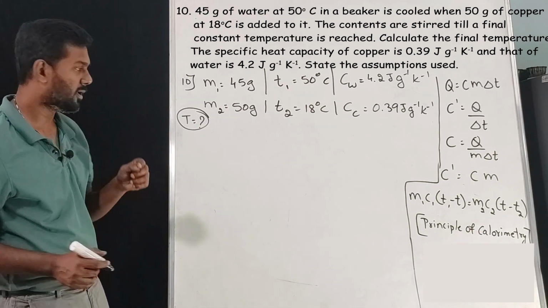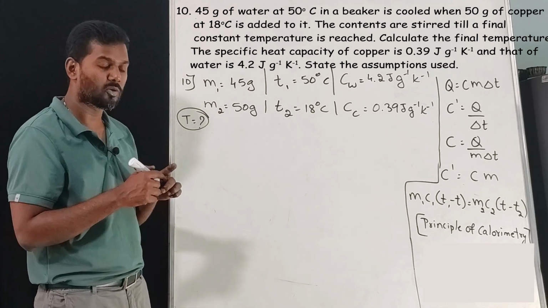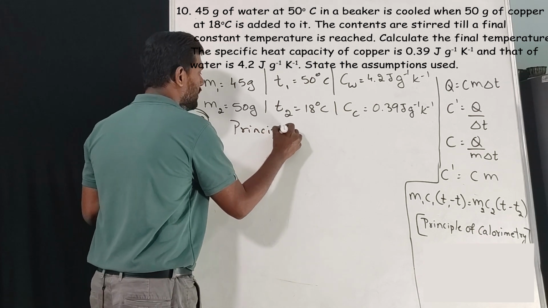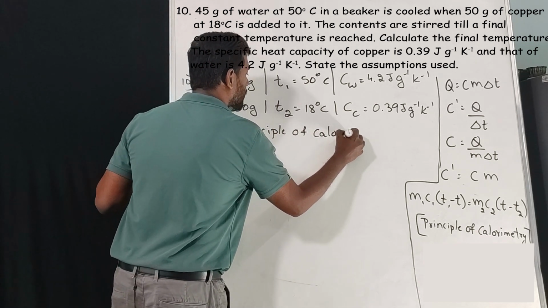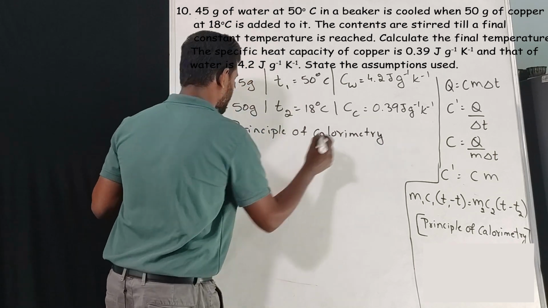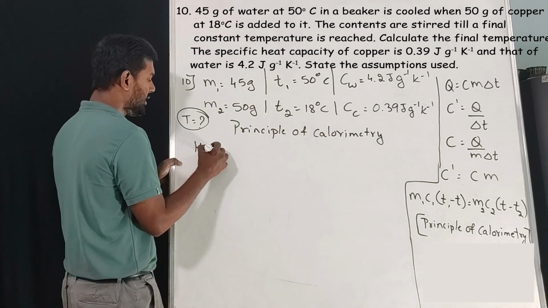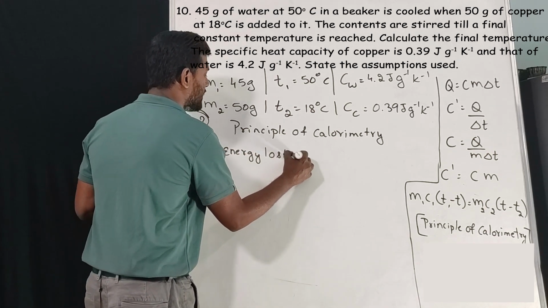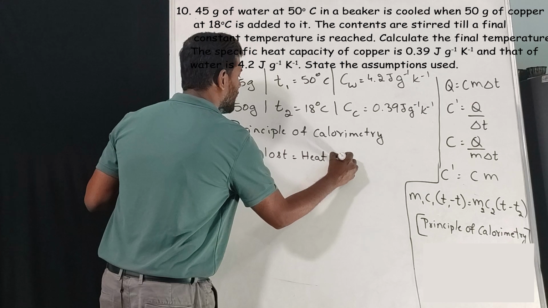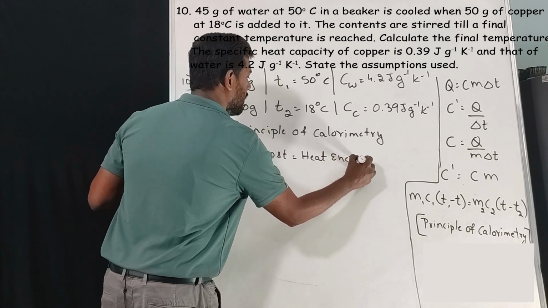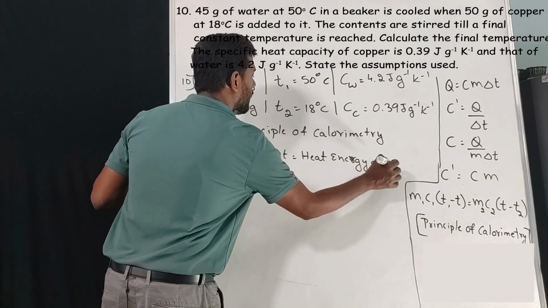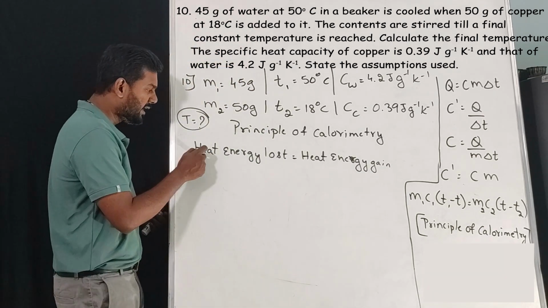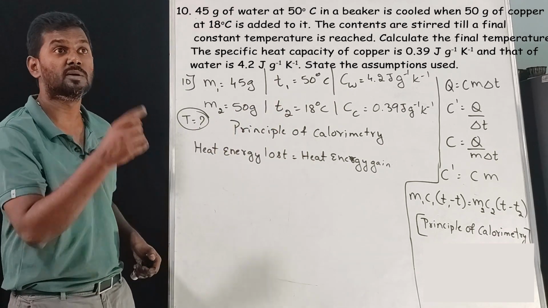Okay, first we'll apply the formula. See, before applying the formula, what I taught you to write, principle of calorimetry. Principle of calorimetry. Okay, this is nothing but heat energy lost is equal to heat energy gain. They are asking for the assumption, right? This is the assumption we are making. See, heat energy loss is equal to heat energy gain. This is the assumption they are asking.